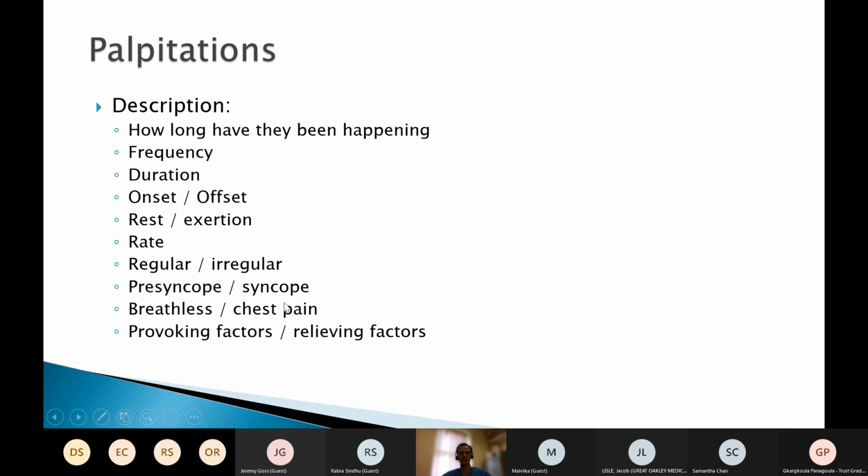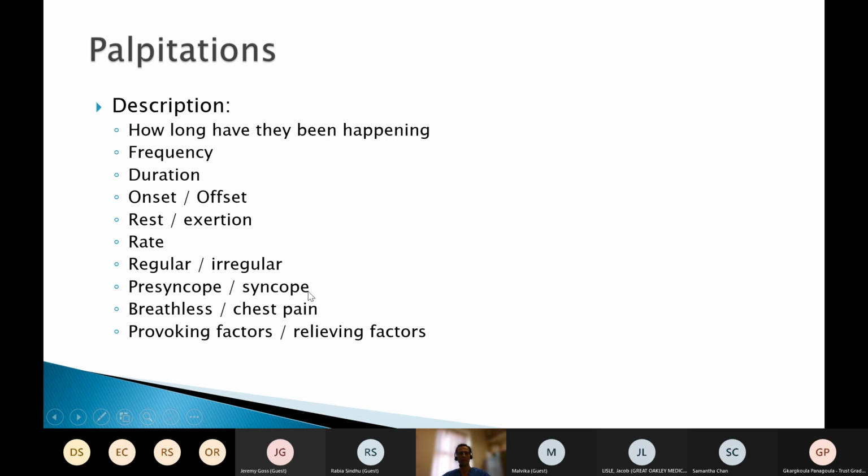And associated symptoms: does it cause them to be pre-syncopal or even cause syncope? It's relatively rare for palpitations to cause syncope. Typically, heart arrhythmias that cause syncope present with the syncope rather than with the palpitations, but it's possible, and syncope is certainly a red flag.